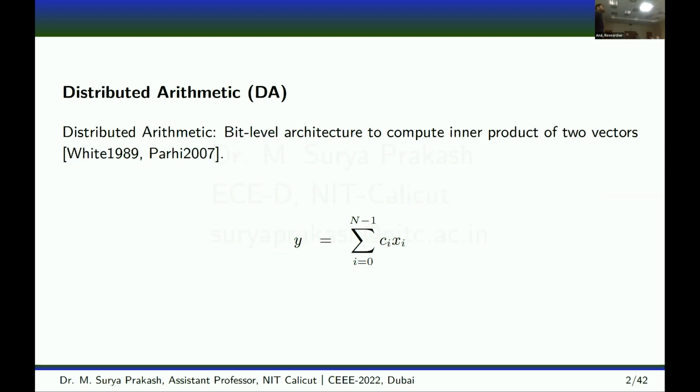Distributed arithmetic is basically a bit-level architecture for computing the dot product or inner product of two vectors C and X, consisting of elements Ci and Xi. This is the equation of the inner product of these two vectors, assuming the length of the vectors to be capital N: sigma i ranging from 0 to N minus 1 of Ci dot Xi. This is the inner product of vectors C and X.